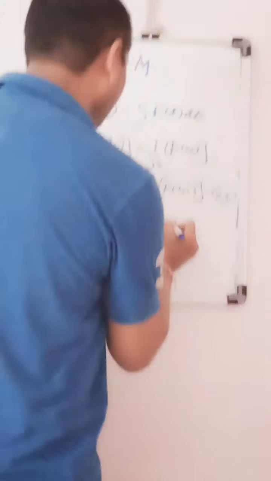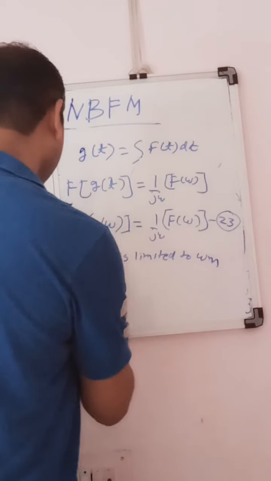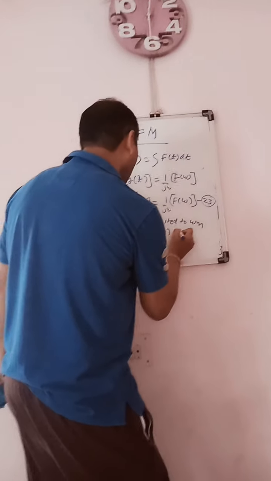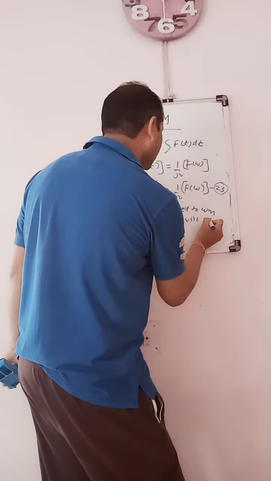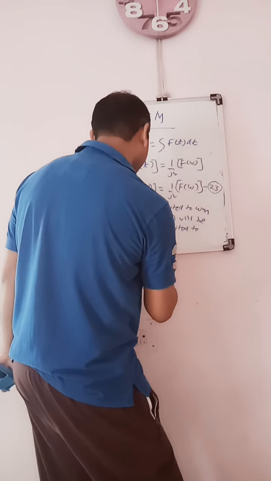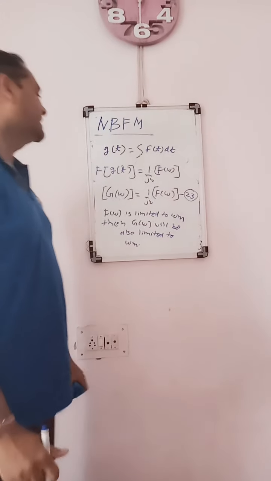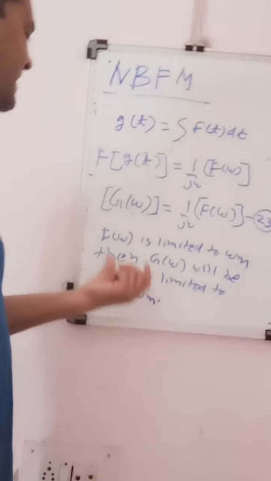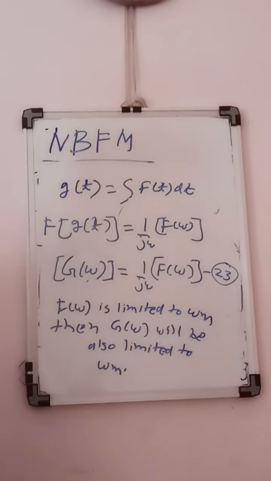So to understand this, if F(omega) is limited to omega_m, then this G(omega) will also be restricted or limited to omega_m. You have to understand this. So you can clearly see that g(t) and f(t) are very similar, that is the bandwidth. If F(omega) is limited to omega_m, then G(omega) will also be limited to omega_m.